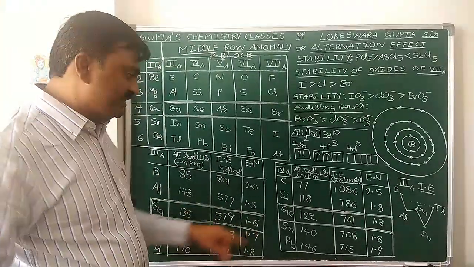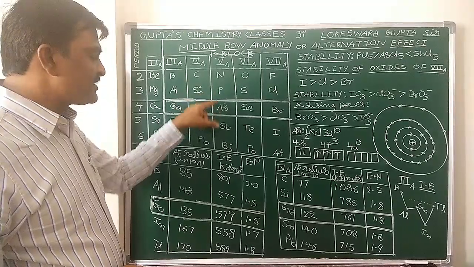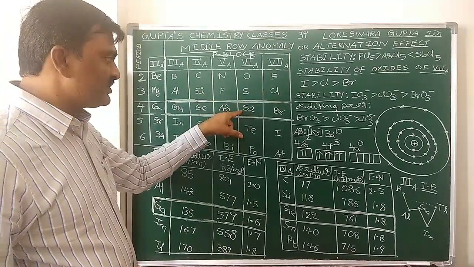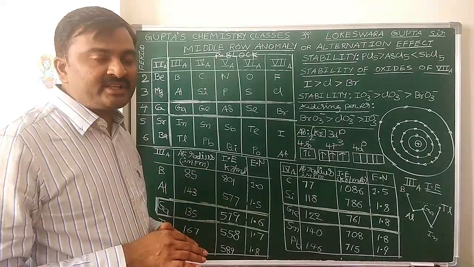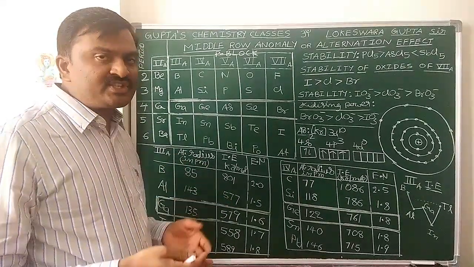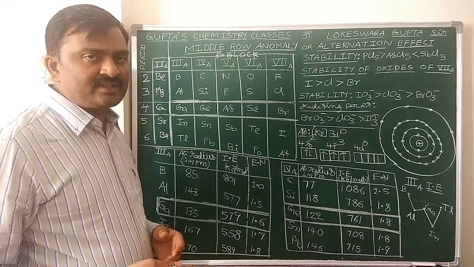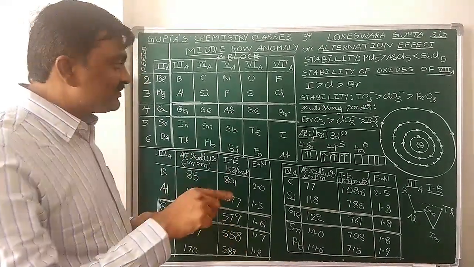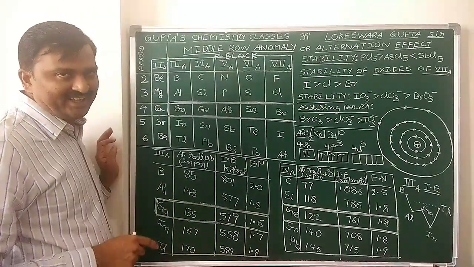See here one more point. From silicon to germanium, phosphorus to arsenic, sulfur to selenium, chlorine to bromine, increase in atomic radius is less now. That is due to poor shielding effect of d10 electrons. Now you can say this in another way also: due to the d block contraction.